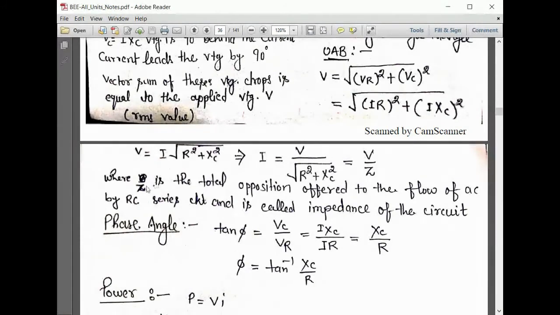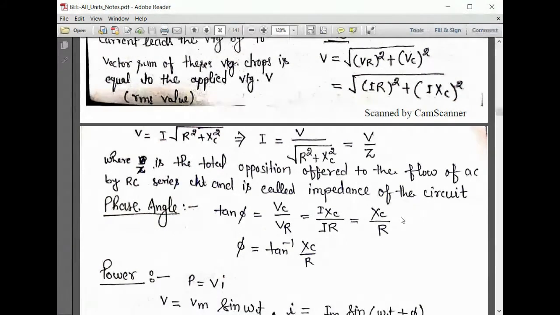Okay, so here this Z is the total opposition offered to the flow of AC by the RC series circuit, and it is called the impedance of the circuit. Okay, now we have to calculate the phase angle. So we know very well tan theta is equal to P upon B.